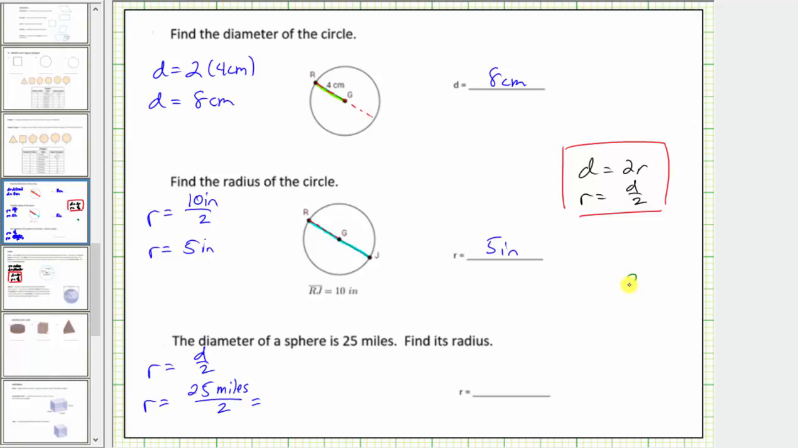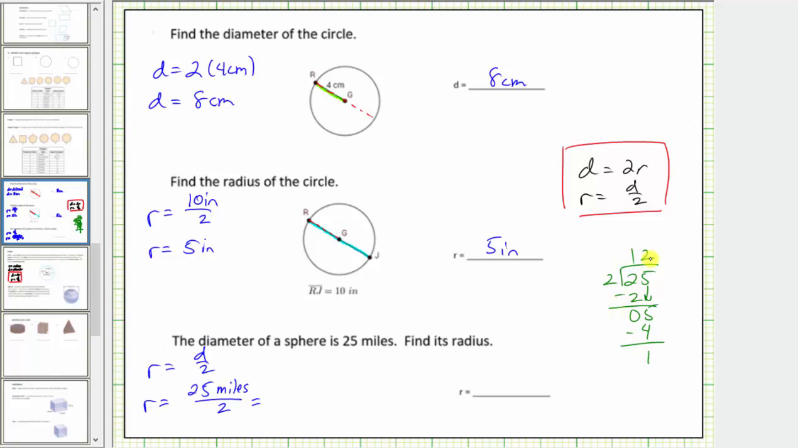Let's find this quotient here on the side. So we have 25 divided by 2. There's 1, 2, and 2. 1 times 2 is 2. We subtract. The difference is 0. Bring down the 5. There are 2 2's in 5. 2 times 2 is 4. We subtract. The difference is 1. So the quotient is 12 and 1/2, which means the radius is 12 and 1/2.